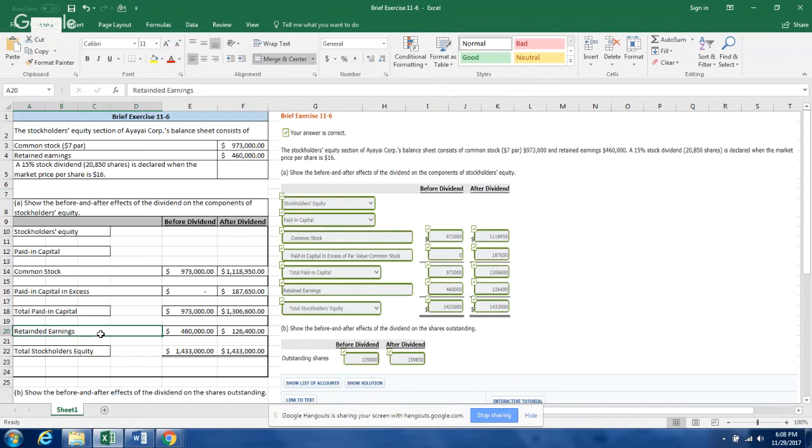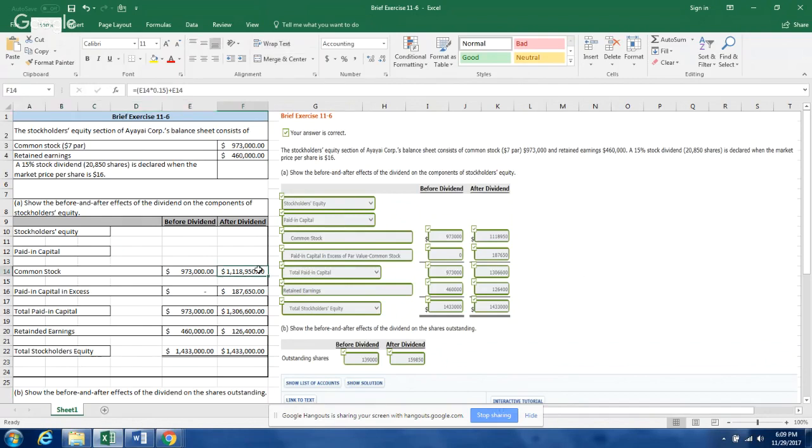The next section is the retained earnings. So we know from the question up above that the retained earnings is $460,000. So for the total stockholders' equity for the before dividends, you take your $973,000 and you add it with your retained earnings of $460,000, and you come up with $1,433,000. Sorry, and that totals up our before. Then we go into the after.